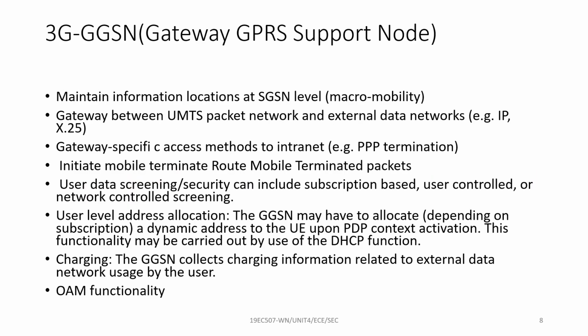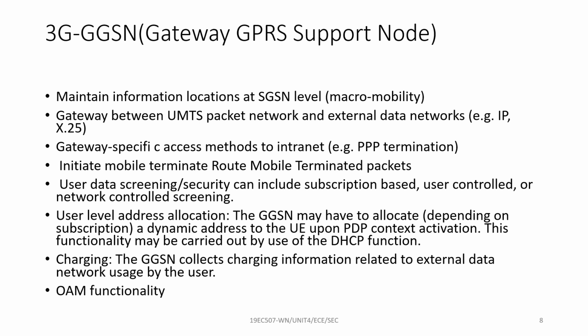Next comes the terminology 3G GGSN, which is the 3G Gateway GPRS support node, and these are all the functionalities of 3G GGSN. It helps us to maintain the location information at the SGSN level, which is known as macro mobility, and this also acts as a gateway between the UMTS packet network and the external data networks, especially our IP packets and X.25 data. This also initiates mobile terminations and routes mobile terminated packets. It also helps us to handle user data screening and security issues, which include subscription-based, user-controlled or network-controlled screening processes.